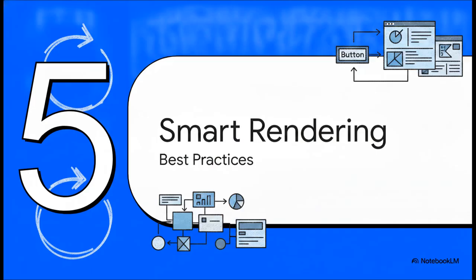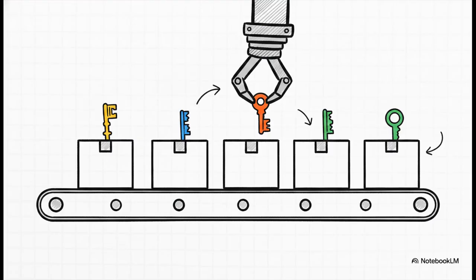Moving to our final section, Part 5, Smart Rendering and Structure. As your application grows from a simple button into a massive, complex dashboard, rendering efficiency and code organization become your absolute top priorities. When you're rendering lists of data, React uses the standard JavaScript map function, but pay close attention to the key prop. This is absolutely critical.